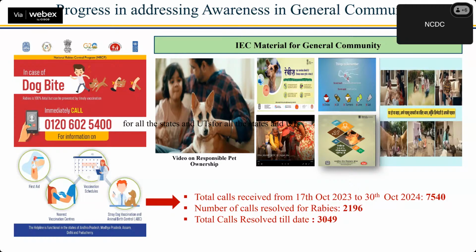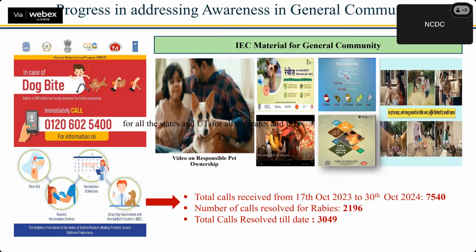We also have this rabies helpline, which is being piloted in five states: Madhya Pradesh, Assam, Andhra Pradesh, Delhi, and Puducherry, where we try to resolve queries with respect to animal bites, and the availability of rabies vaccine and rabies immunoglobulin. So this is in the pilot phase. This has been launched, and based on the findings and learnings from this pilot phase, countrywide expansion is being planned for this rabies helpline.